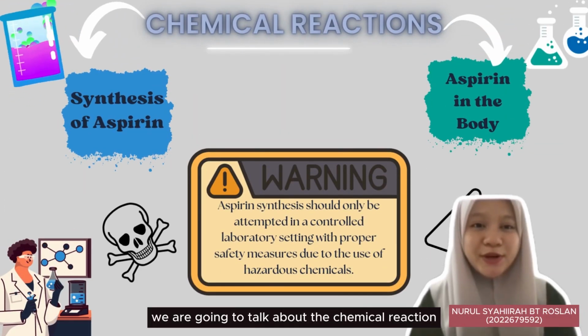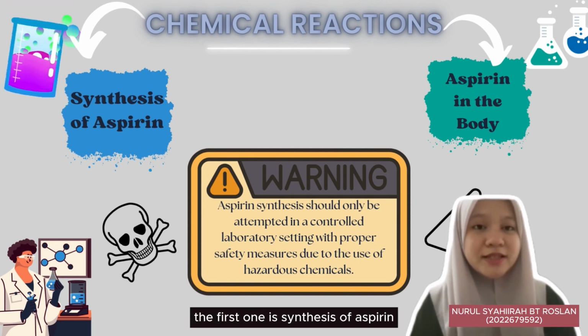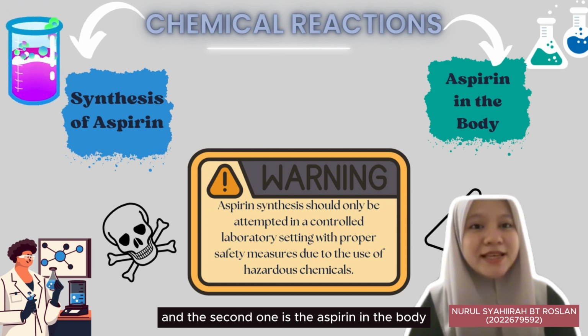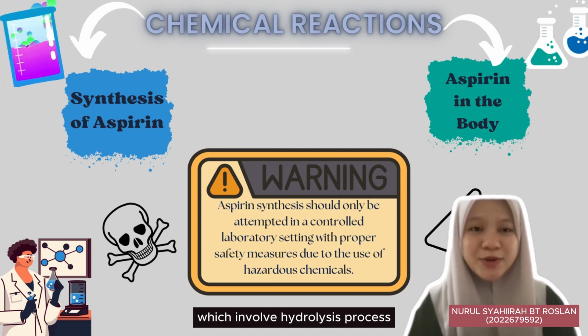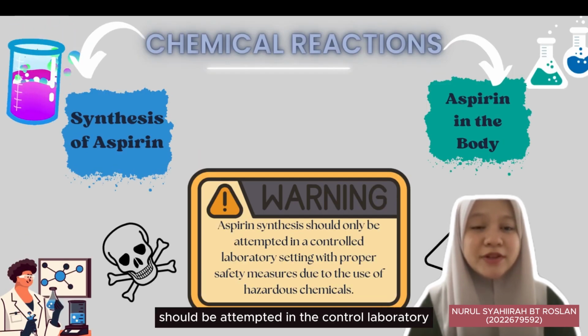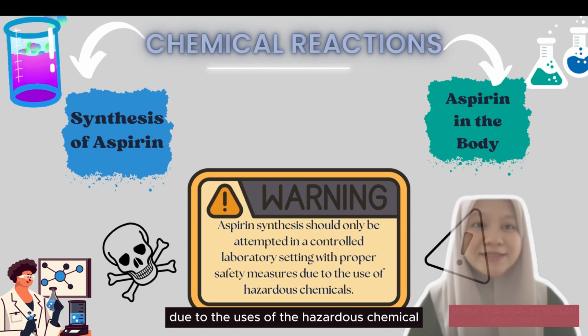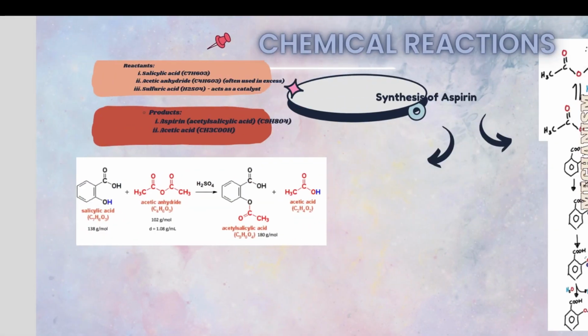Finally, we are going to talk about the chemical reaction. There are two examples of the chemical reaction. The first one is the synthesis of aspirin, and the second one is aspirin in the body, which involves a hydrolysis process. As a reminder, aspirin synthesis should be attempted in a controlled laboratory setting with proper safety measures due to the use of hazardous chemicals.